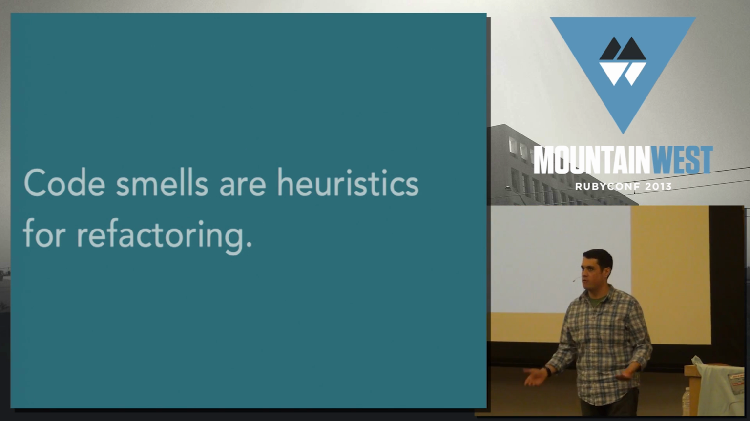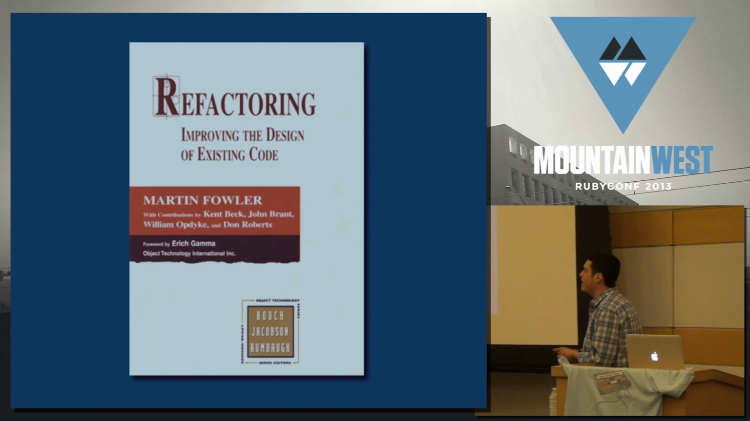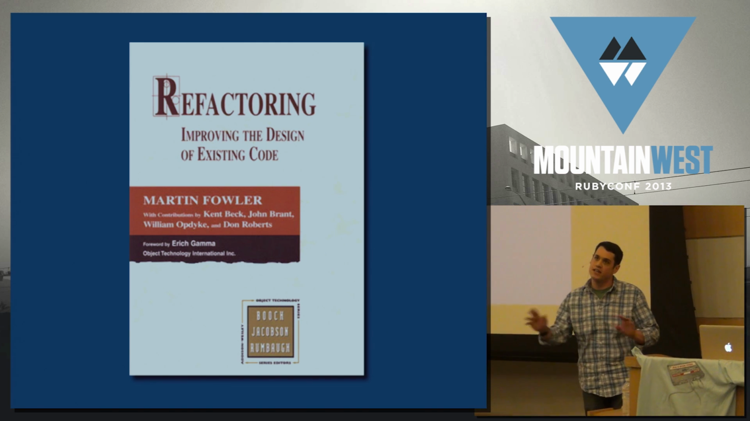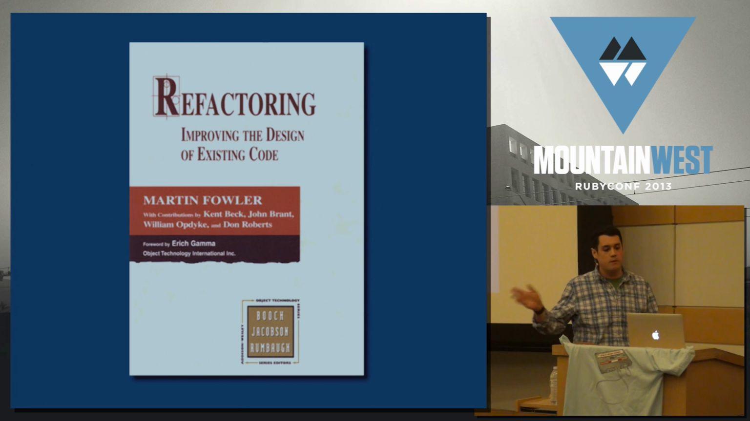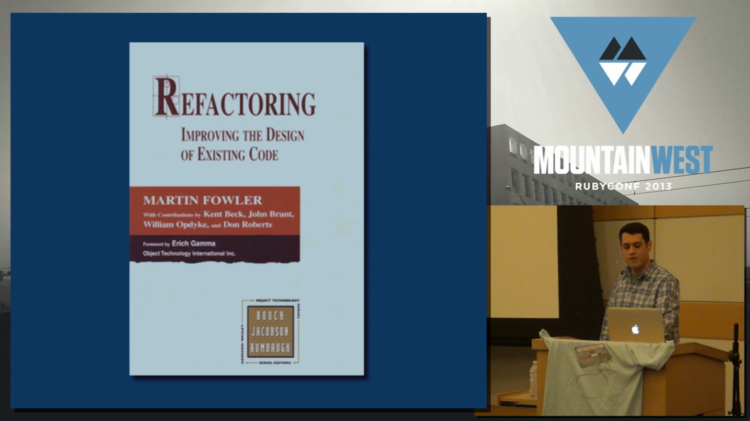Code smells are heuristics for refactoring. And the concept of code smells was first introduced by Kent Beck on Ward Cunningham's wiki in the late 90s, and then later more formally published in the refactoring book in a chapter Kent Beck co-authored.